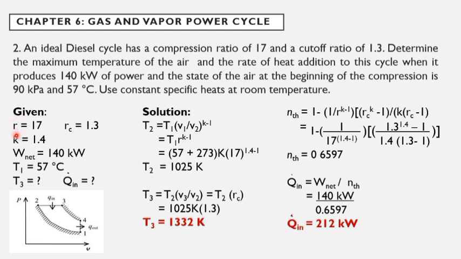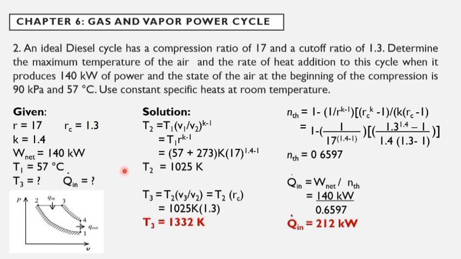The compression ratio is 17, the cut-off ratio is 1.3, and it has the power of 140 kilowatts. Temperature 1 is 57 degrees Celsius, and in this problem, we will find the maximum temperature or the temperature 3 and the rate of heat addition.